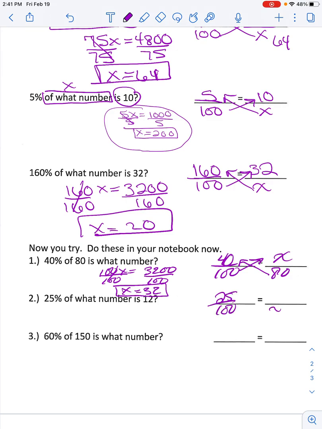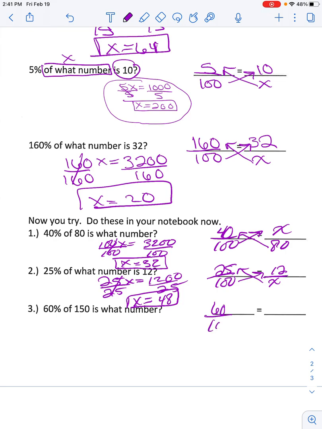25%, put it over 100. Of what number? Is 12. Is over of. 25 times x is 25x. 100 times 12 is 1,200. And divide by 25 to get your x by itself. You should have got 48.